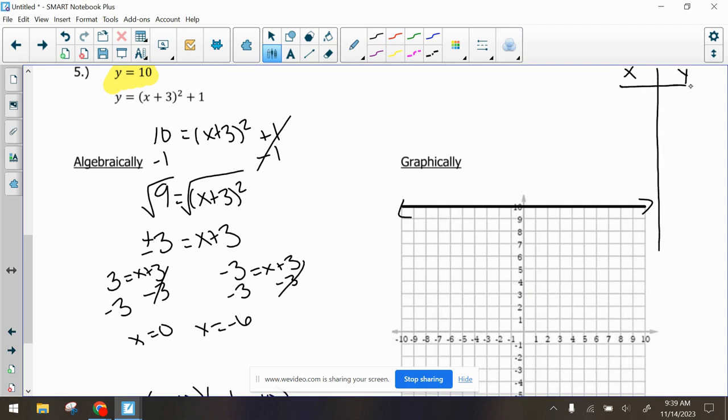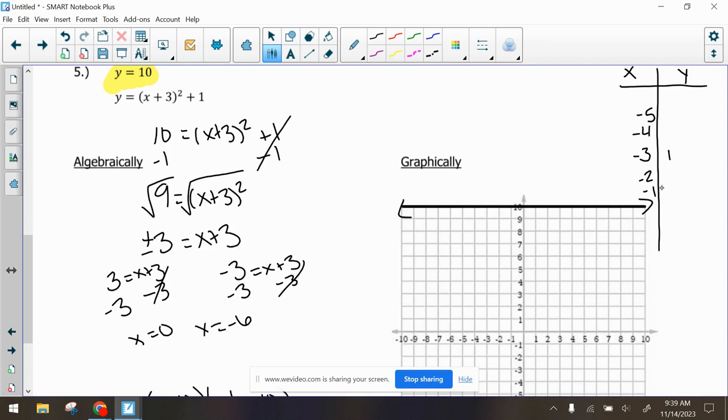And the first point I add to it is going to be the vertex, which is -3 and +1. So the inside flips, the outside stays the same. And now I'm going to go 2 less and 2 more than the vertex, and I'm going to substitute those points in. I'll start with -1.